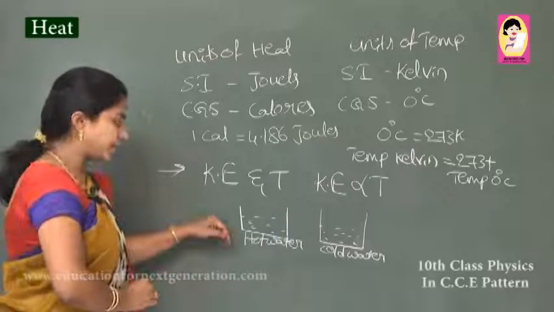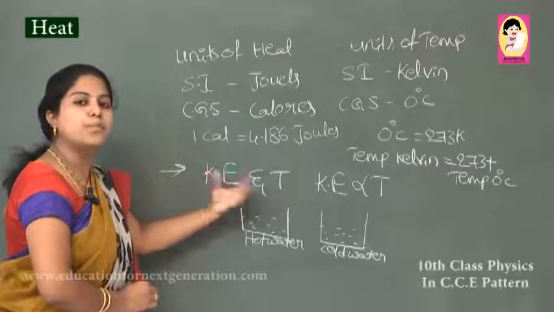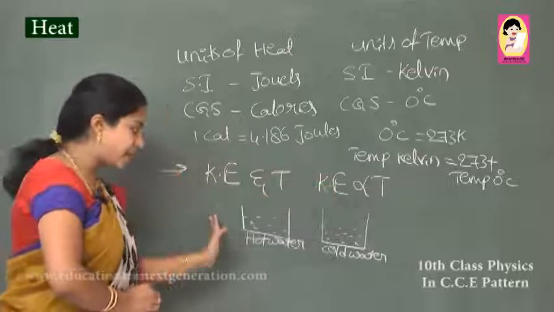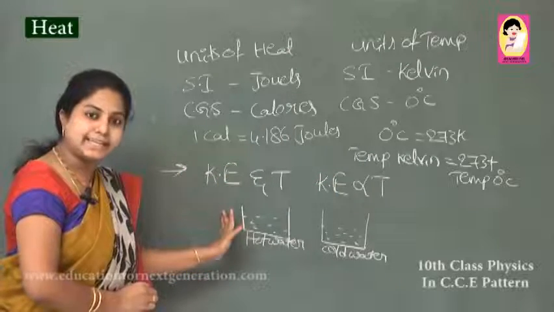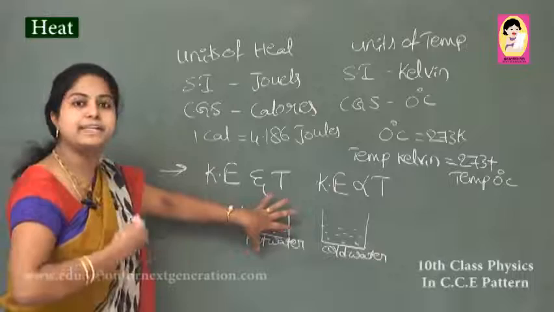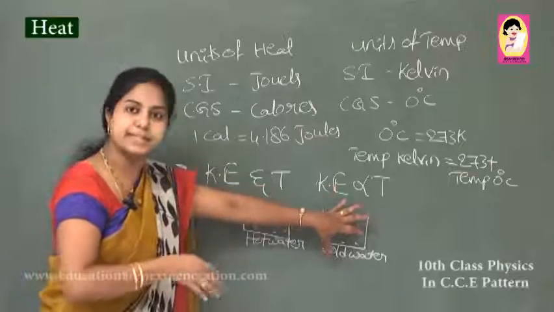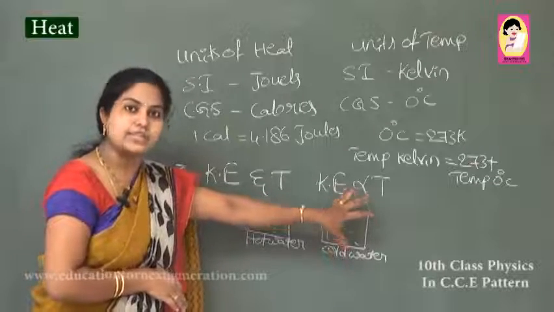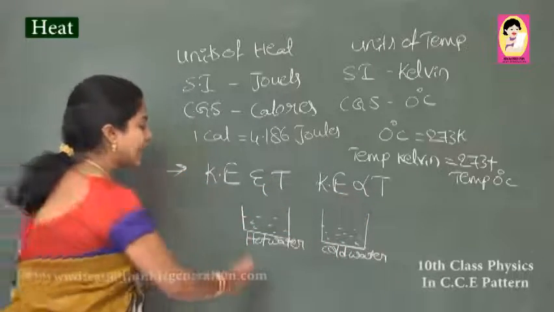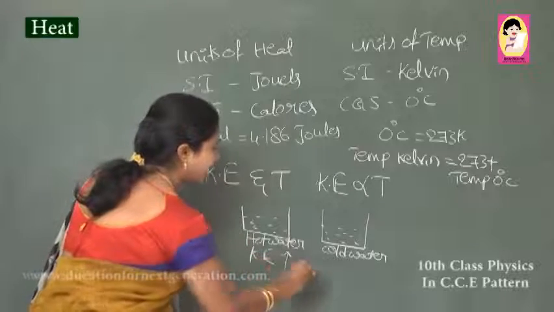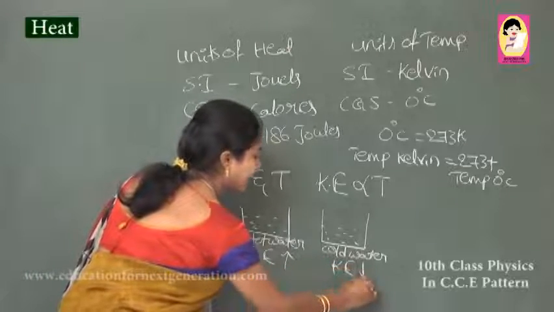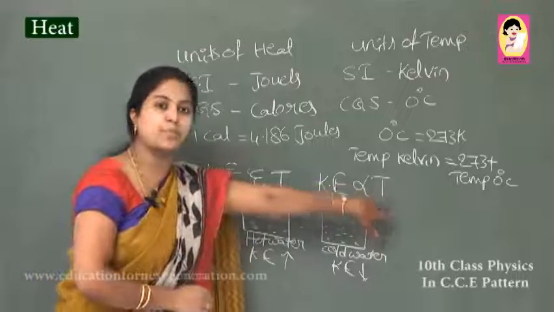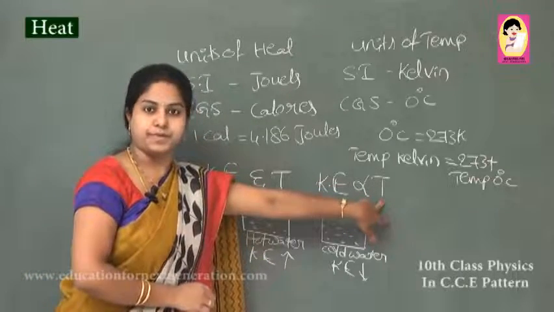In hot water, the food grain movement is more. In cold water, the food grain movement is less compared with the hot water. So that indicates that here in hot water, temperature is high. Here in cold water, temperature is less. So here movement is high, here movement is less. So that means kinetic movement is high in hot water, kinetic movement is less in cold water. So that means kinetic energy is directly proportional to the temperature.